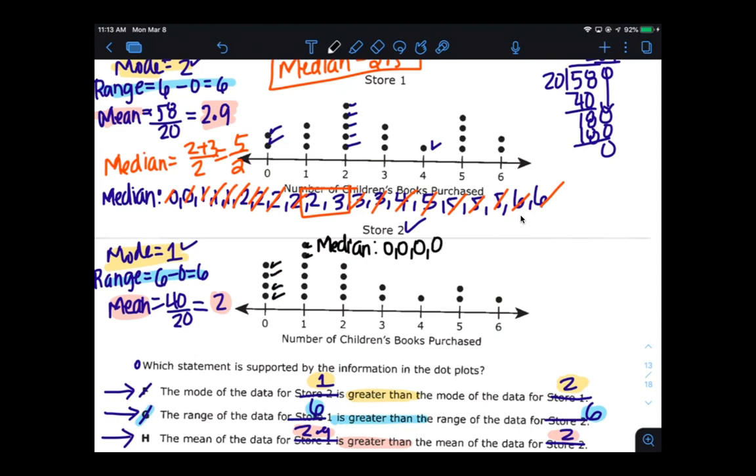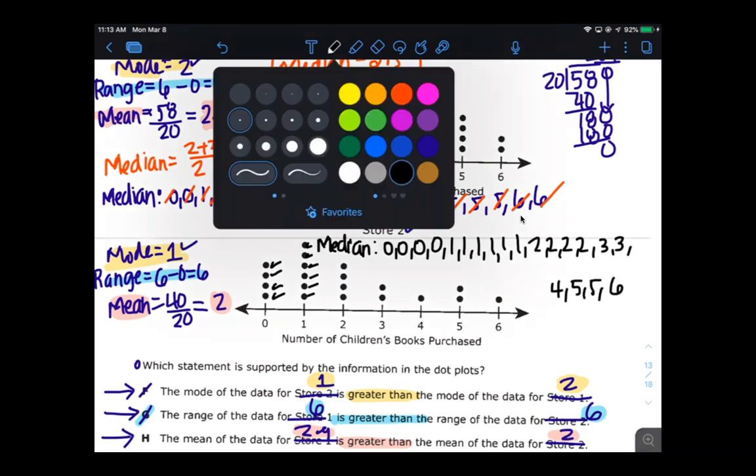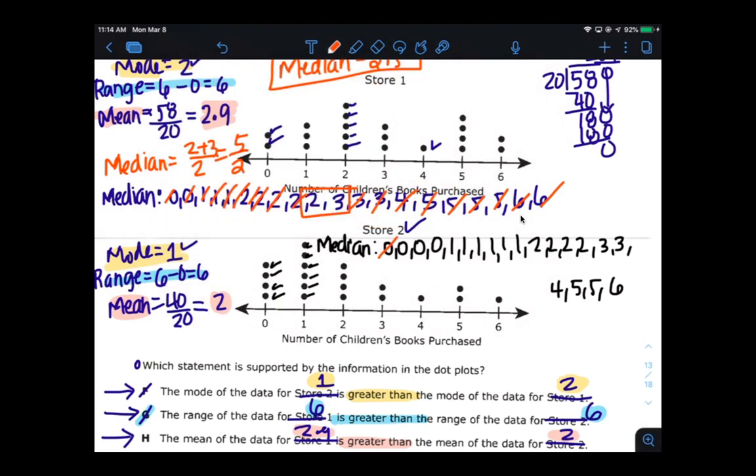Then 6 ones, 1, 2, 3, 4, 5, 6. And then 4 twos, 1, 2, 3, 4. 2 threes. And then 1 four. 2 fives. And 1 six. And then to find the median, you cross from the outside going inside.